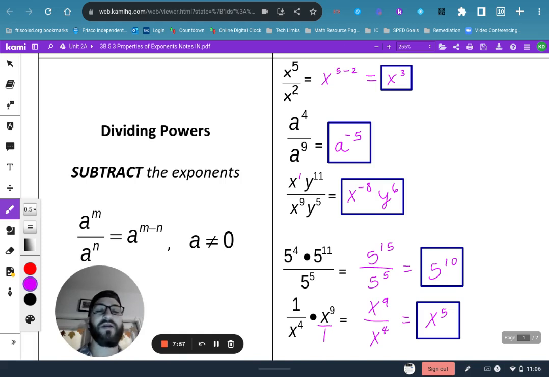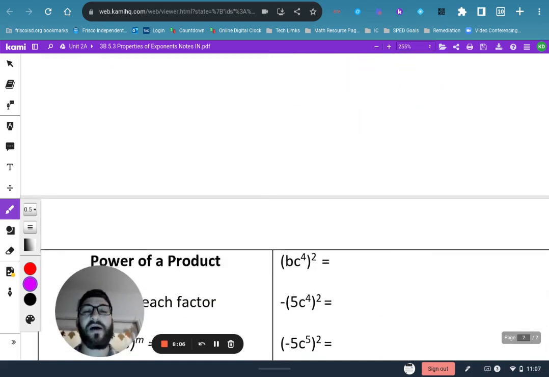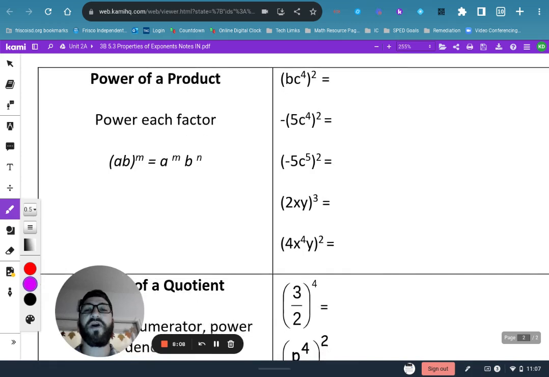We get x to the 9th over x to the 4th. Subtract those powers, 9 minus 4, and that would give us x to the 5th. Okay, so those are kind of our basic ones. Let's take it up a little bit for some of our other ones.